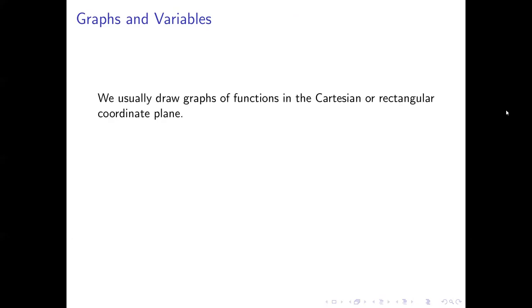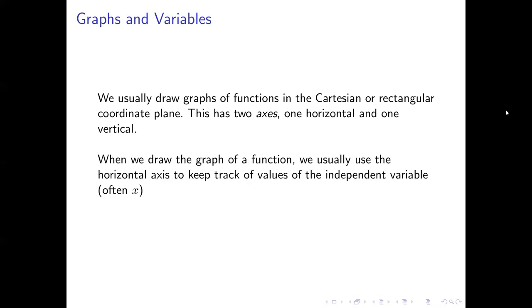So let's look at how this works and how it connects up with variables. When we're drawing graphs of functions, we usually use what's called the Cartesian or rectangular coordinate plane. You're familiar with this from algebra. This is our coordinate plane that has two axes, a horizontal axis and a vertical axis.